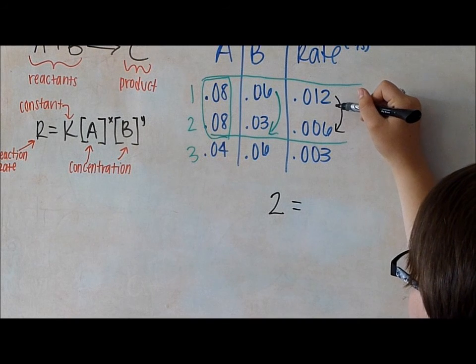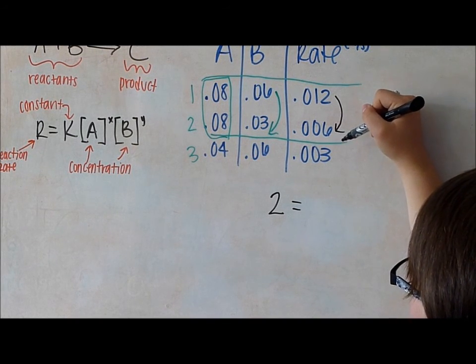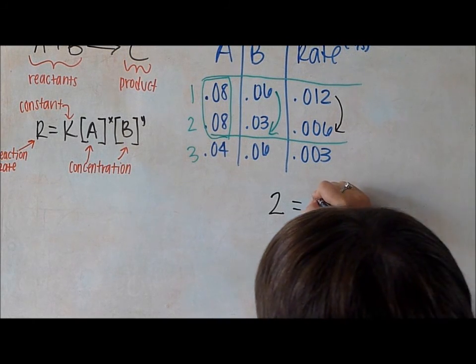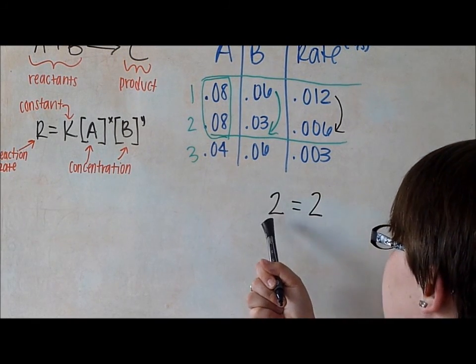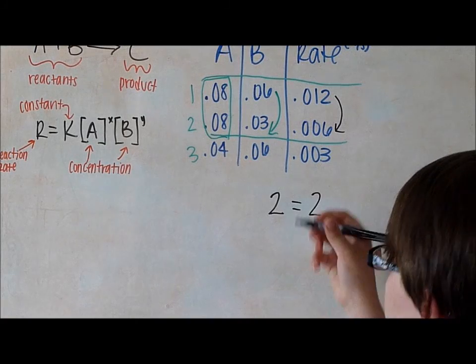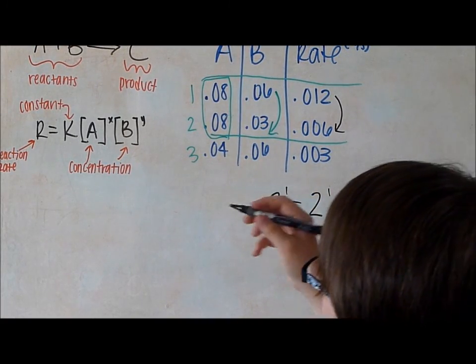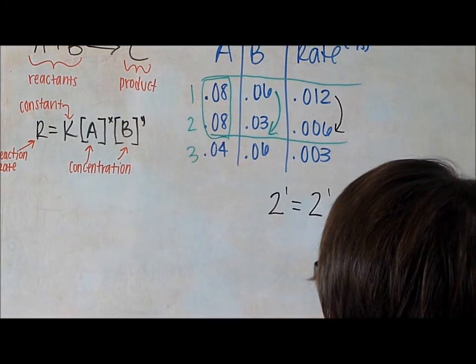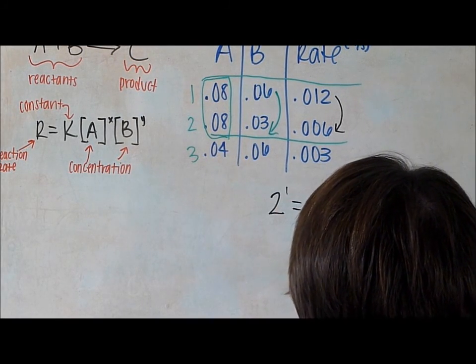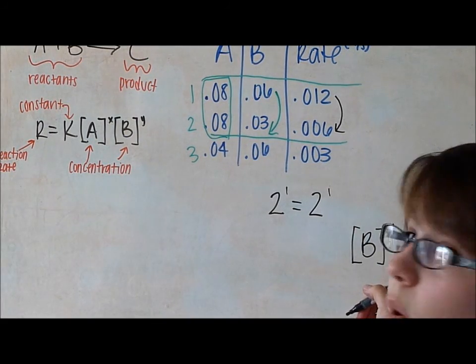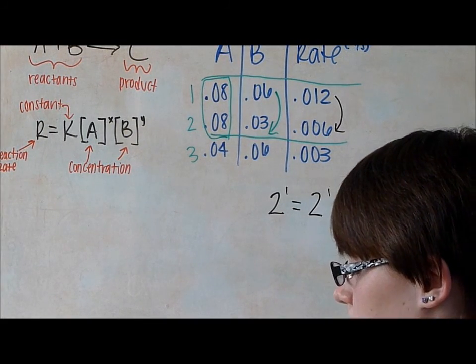From 0.012 to 0.006, sorry, is also dividing by 2. And because 2 equals 2, and that's basically 2 to the first power, the concentration of B over here would also equal 1.